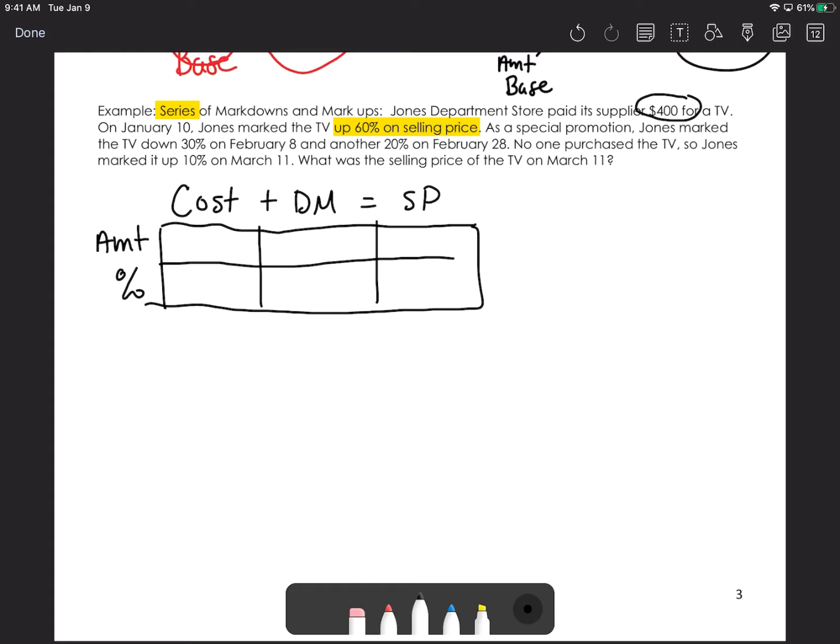Okay, now because it says the markup is 60% on selling price, I know my selling price is going to be the base. The cost to the store is $400. They mark the TV up 60%, so the 60% goes here. That's the amount of the change, which means the cost would be 40% of the selling price, because the cost plus the change is going to give me the selling price.